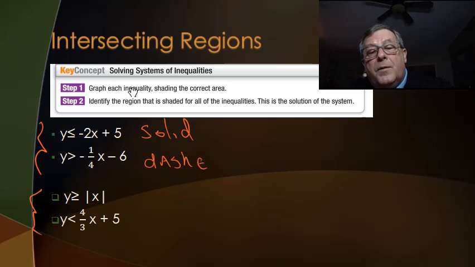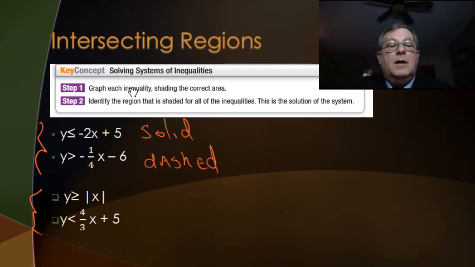Now, one way to help you on a test, this is a tip, is do one first where you know that you're recognizing whether you got solid or dashed lines. And then when you graph the second inequality, that'll help you recognize what you're looking for. Because guess what they're going to do on a multiple choice type test? Well, you're going to see the possibility of the dashed and solid lines being incorrect. And so you got to be careful to recognize those.